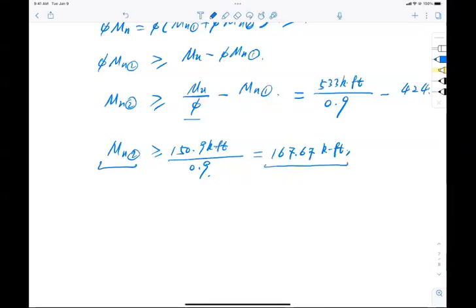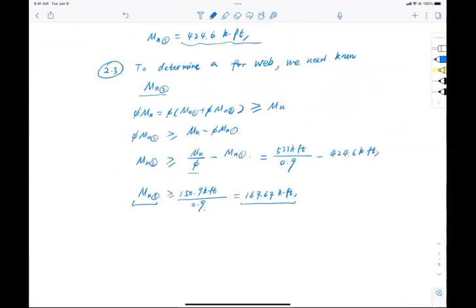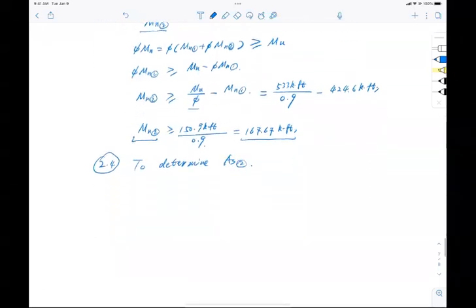Now with that, this is how much moment the web needs. The web needs to have this much moment. With that, I can now determine A. But before determining A, I need to determine AS2. How much reinforcement is needed for the web? So this becomes an easy job, right?